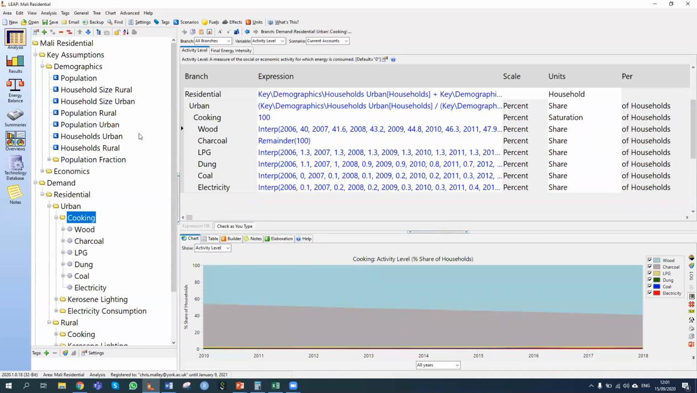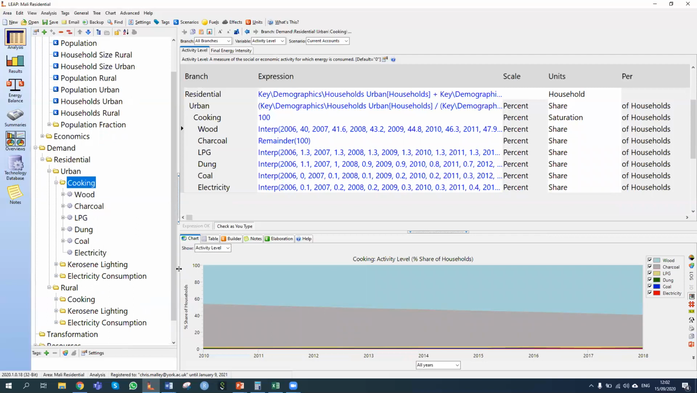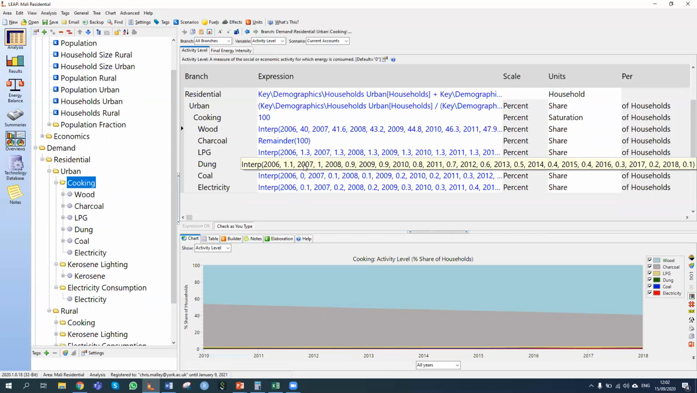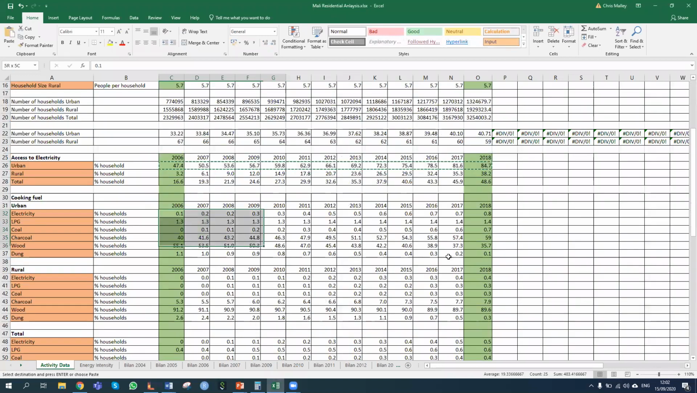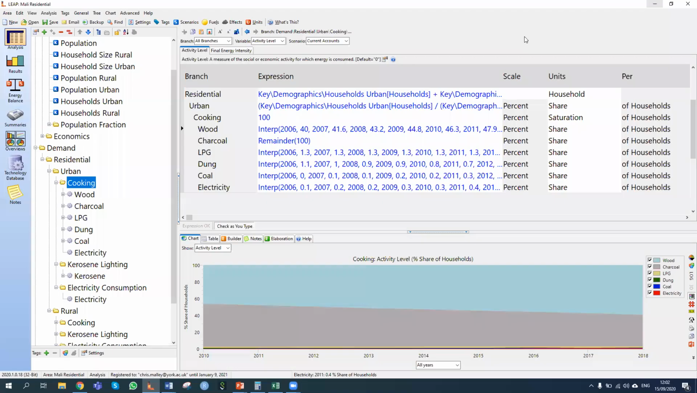Underneath the activity branches, we then have the fuels that are consumed: wood, charcoal, LPG, dung, coal, and electricity for cooking, kerosene for kerosene lighting, and electricity, obviously, for electricity consumption. Where we have multiple fuels, we then say what percentage of households cook using these different fuels. Again, copying and pasting this data here into the LEAP dataset.